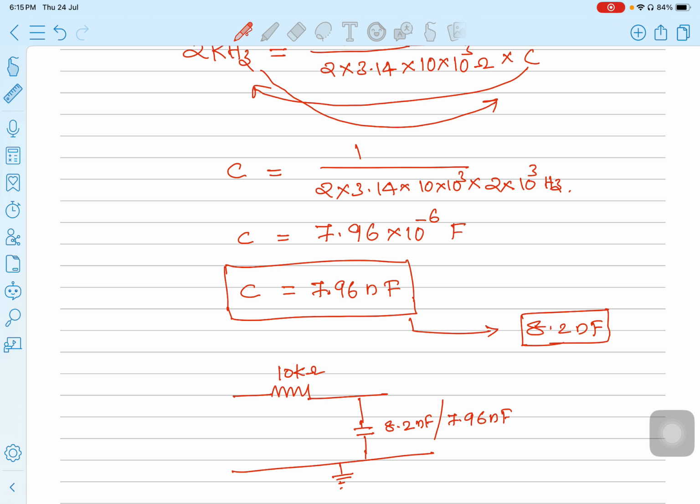This is how you will design the circuit. This circuit will provide a cutoff frequency of 2 kilohertz. So that's the answer for this problem.